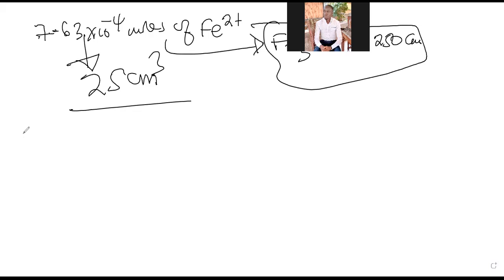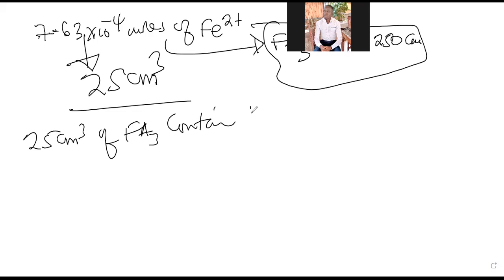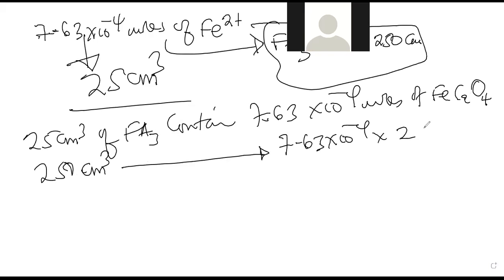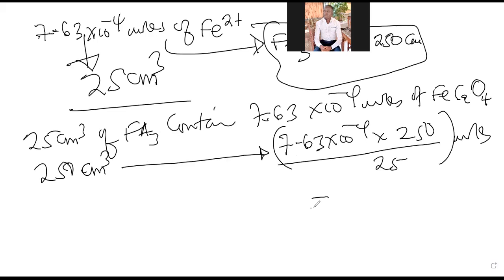Okay. So you'll be saying that 25 cubic centimeters of FA3 contain the moles you've gotten, 7.63 times 10 power negative 4 moles of iron 2 oxalate. First get the moles of the oxalate in 250 because that is what they want. Actually, they want the mass in 250. So 250 will be containing 7.63 exponent negative 4 times 250 out of 25 moles. So this will give you 7.63 times 10 to the power negative 3 moles.